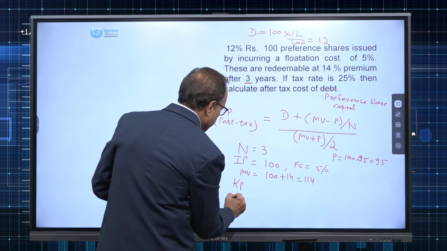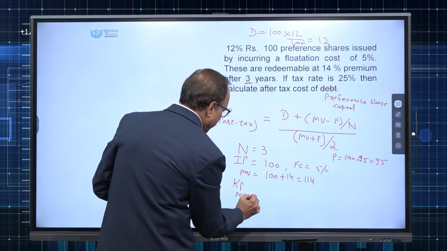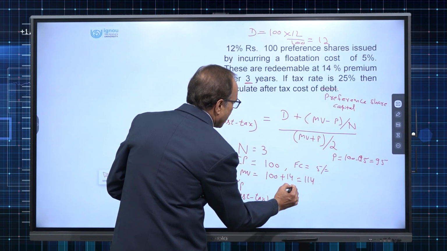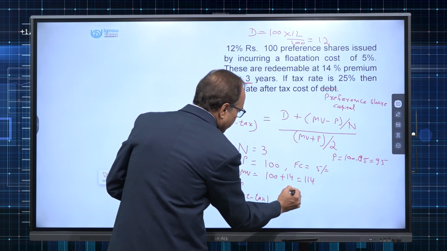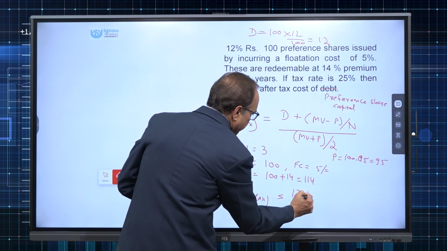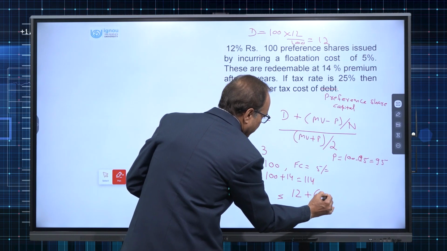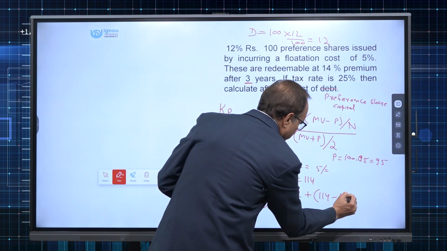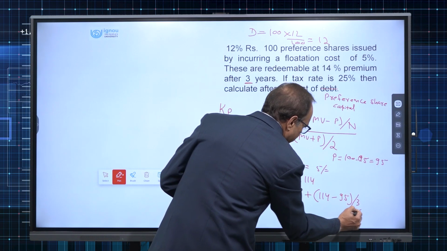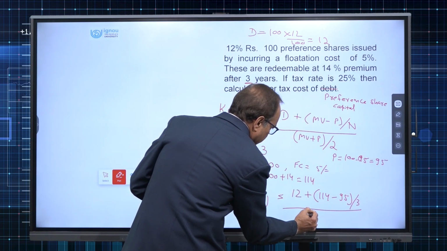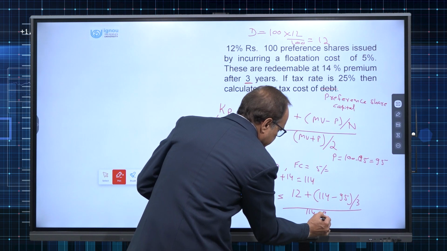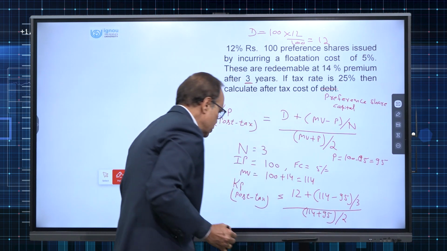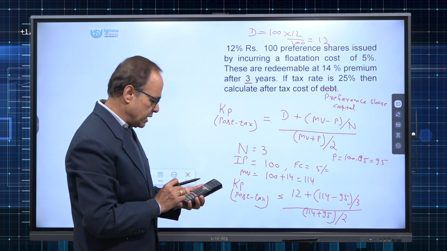So, KP post tax, that is cost of preference after tax, is equal to D is 12, maturity value is 114, P is equal to 95, N is 3, divided by (114 plus 95) divided by 2. So, what we get? So, we get the final answer.